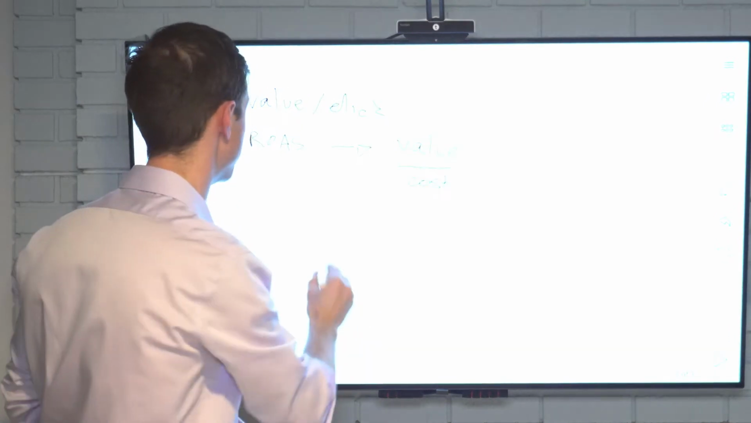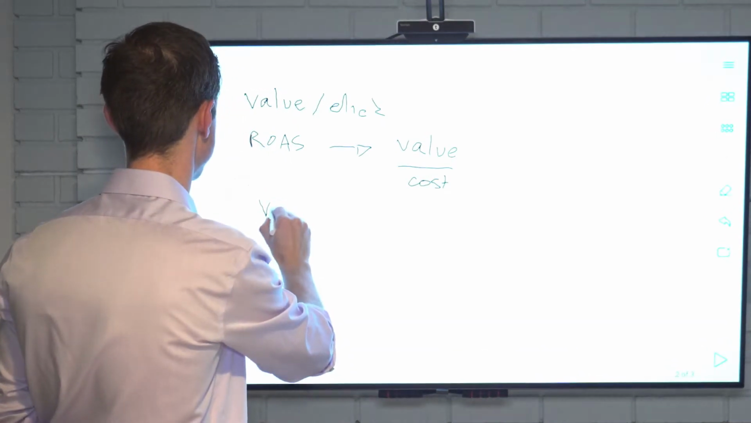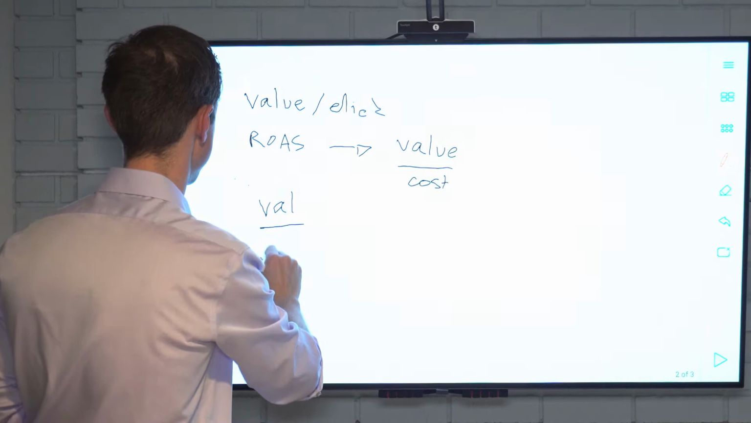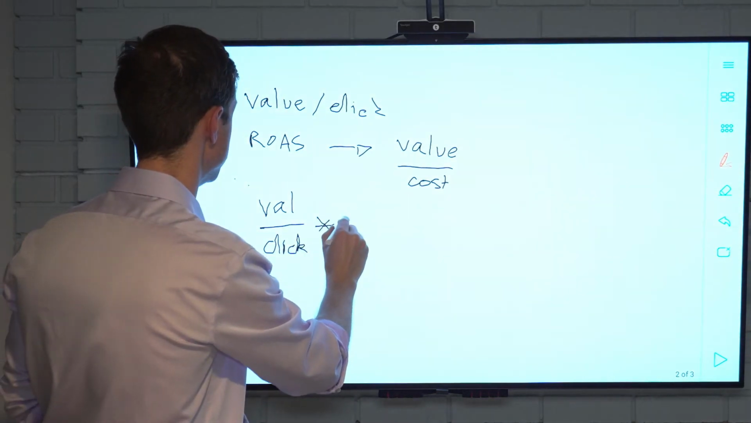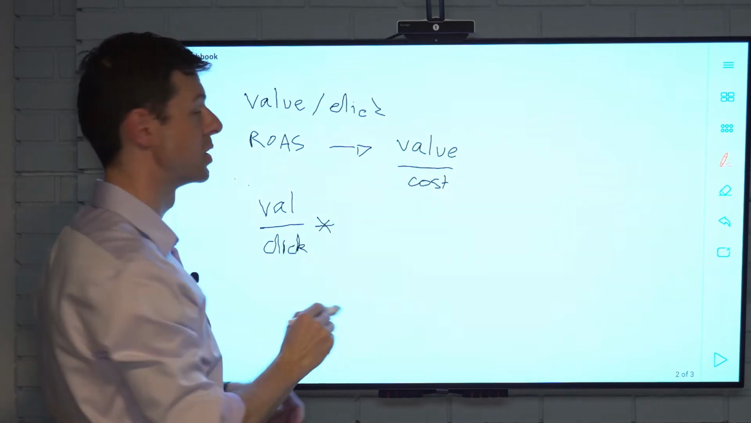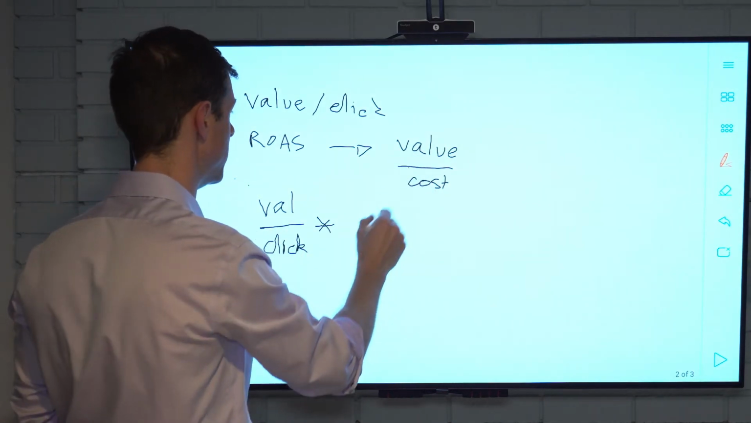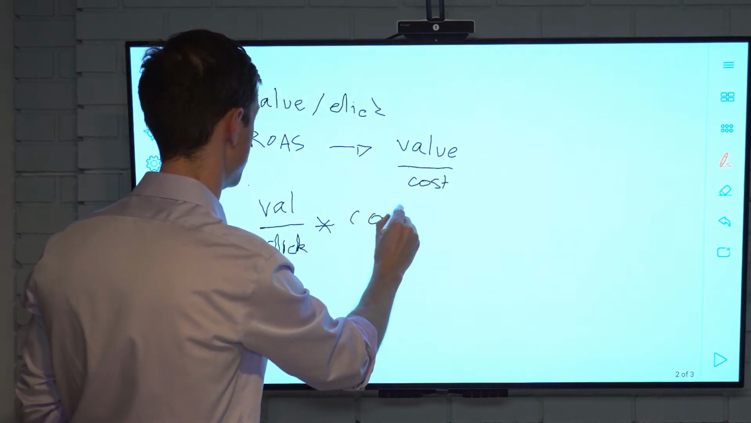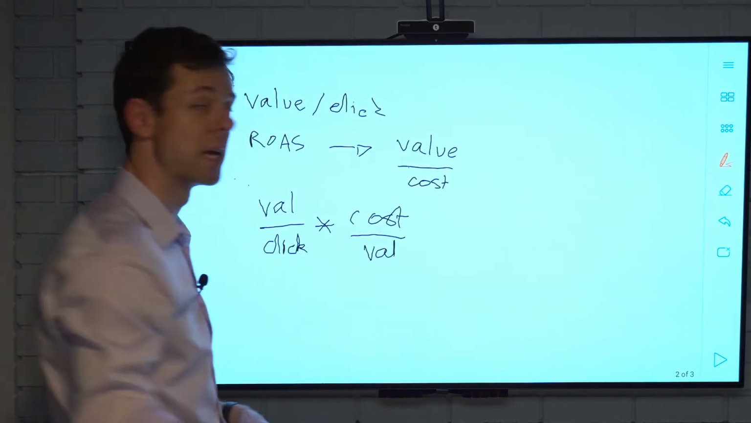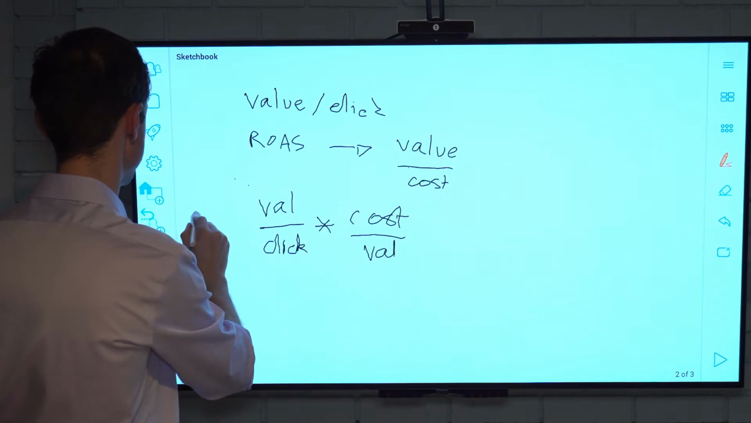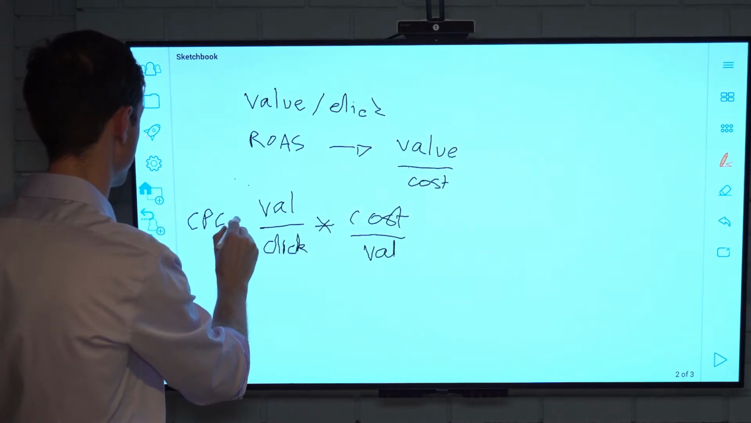So if you think back about that equation that we had, it was value per click and multiply that by the inverse of return on ad spend. So the inverse of that would be flipping these two around. So it'd be cost divided by value. So that is how we derive the CPC. So CPC is what that is going to be equal to.